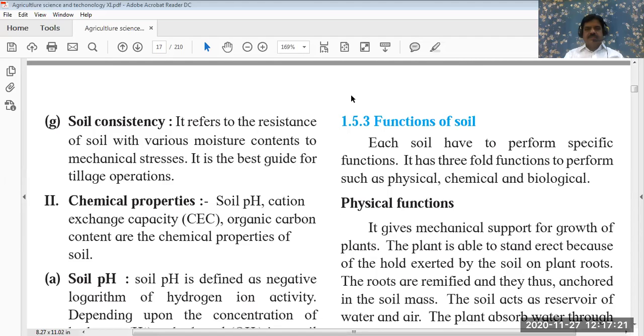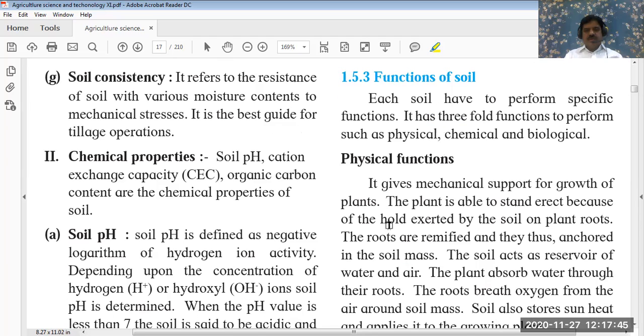Now let us switch over to the last portion of the topic. Those are functions of soils. See here in this case which are the functions of soils. Let us go. Now there are three kinds of functions, as there are three properties of soils like physical properties, chemical properties, biological properties. In the same way there are three kinds of functions of soil. Let us go to the first kind of function, that is the physical functions of soil.